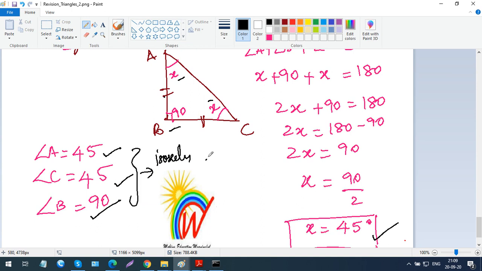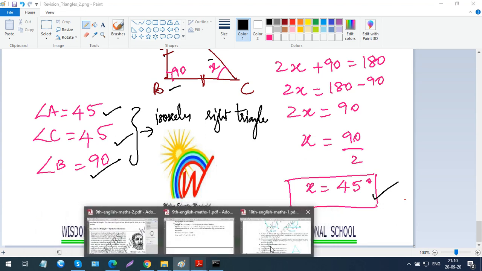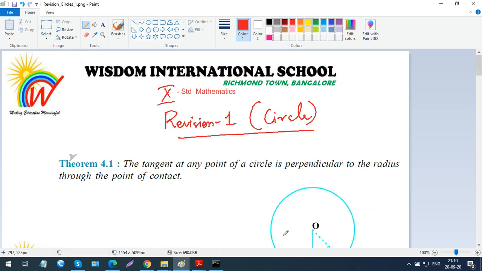Understood? Okay, so now that's all about your triangles chapter. Now based on this, you may get numerical problems, word problems also, based on the Pythagorean theorem. So it's very simple. Just go through it, solve problems, and revise it well. Now we'll look at circles also, because we have completed both the chapters, so we'll be revising both these two chapters.